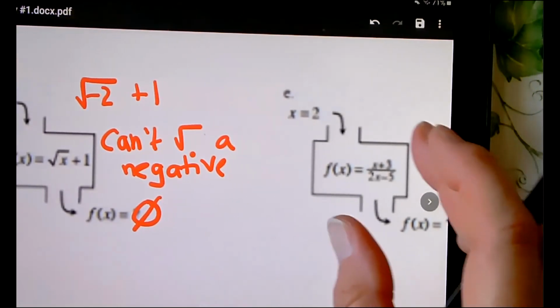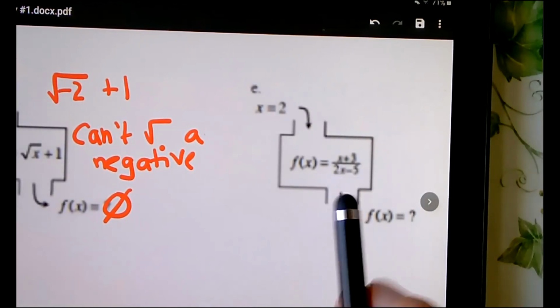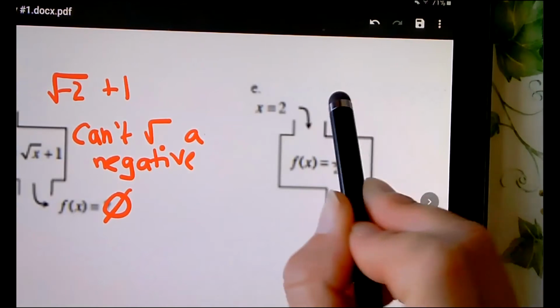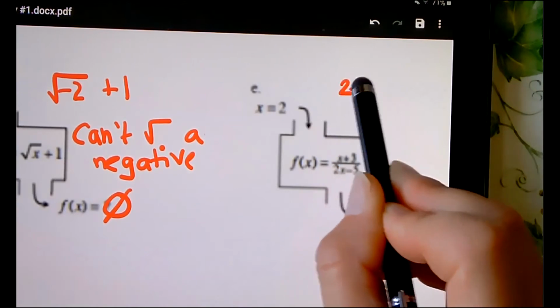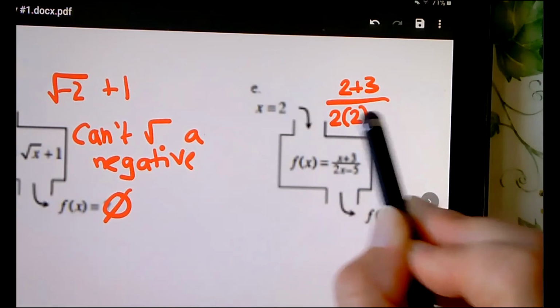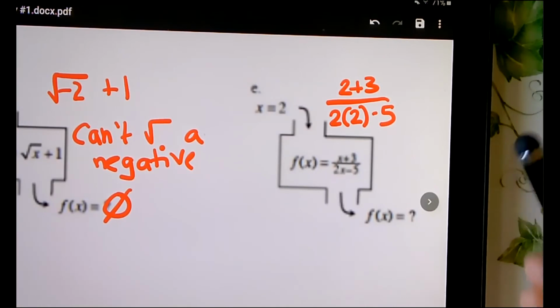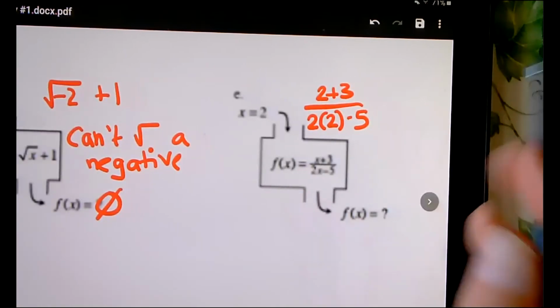Okay, so this next one, I know this one's not the best copy here. This is x plus 3 over 2x minus 5. So I'm going to put a 2 in here. So I'm going to go 2 plus 3 over 2 times 2 minus 5. So sometimes you might have 2 places that you have to put in your x. Now we can do this here by hand.